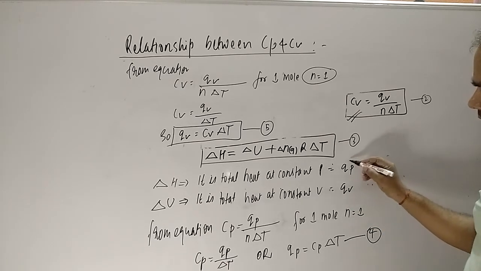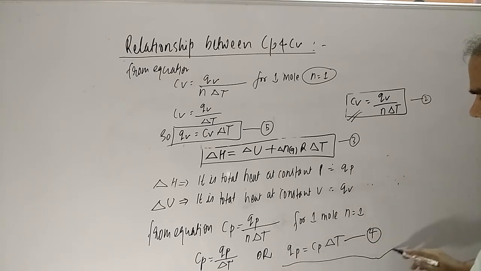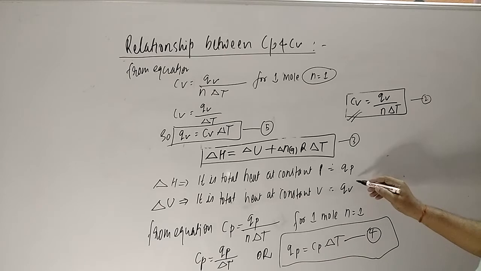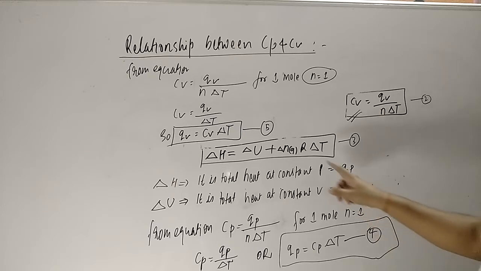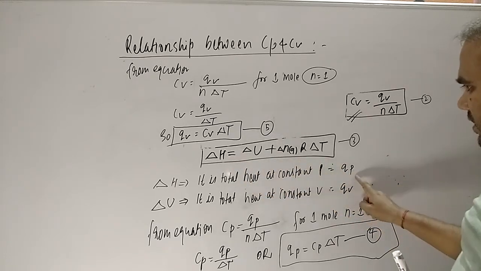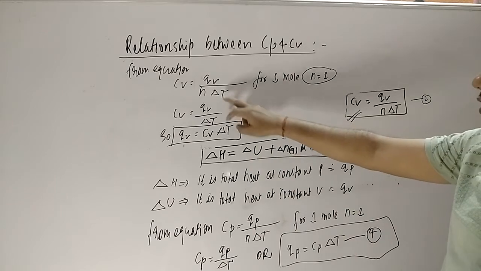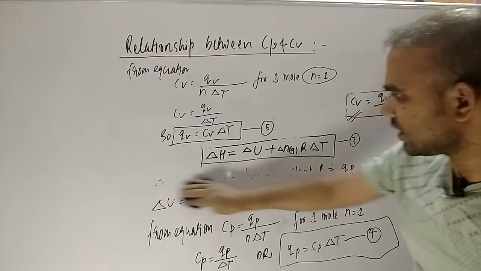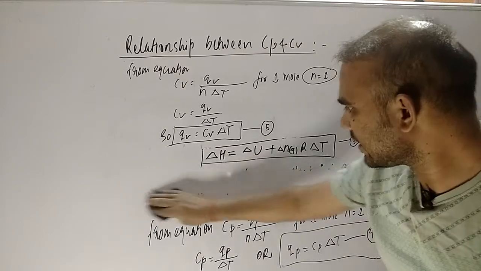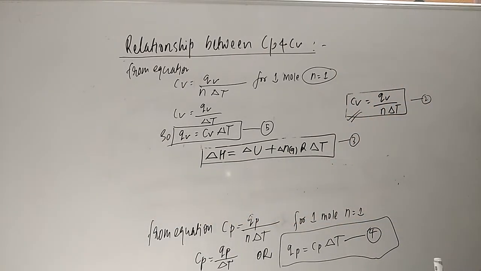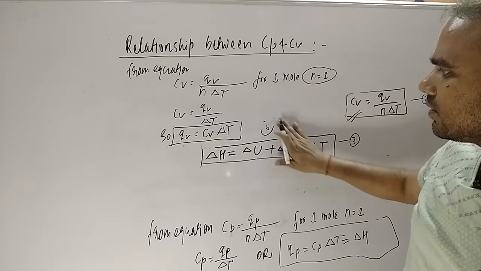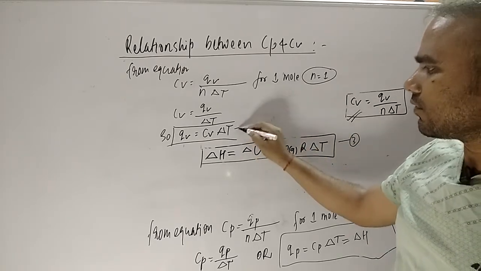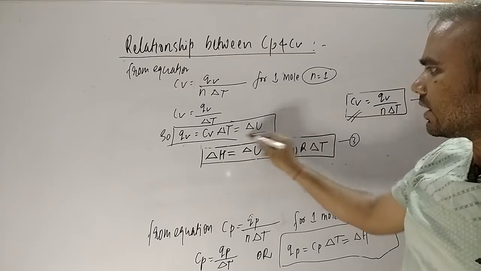So Qp value is Cp delta T, and Qv value is Cv delta T. Now from this equation we write delta H value, that is Qp, and delta U value, that is Qv. So delta H is Qp, and Cv delta T is delta U, the total heat contained at constant volume.